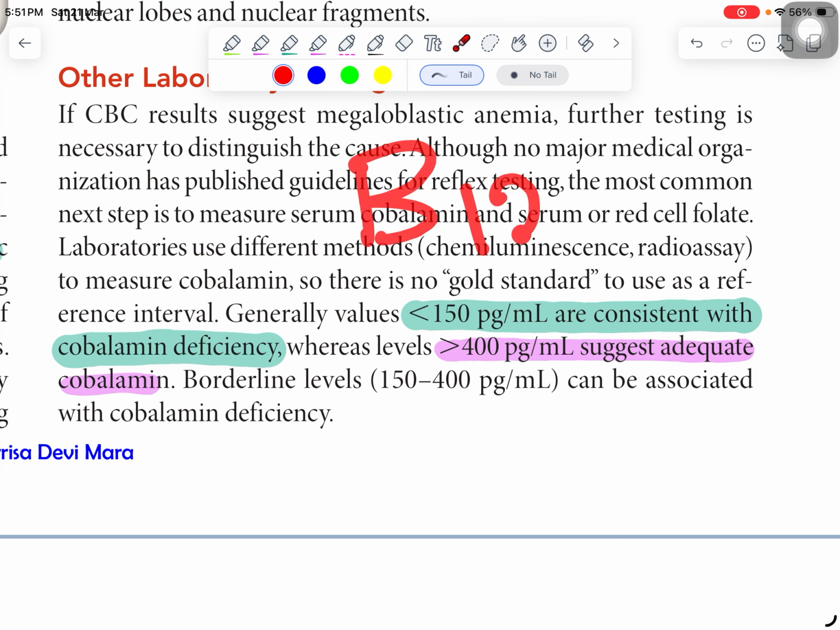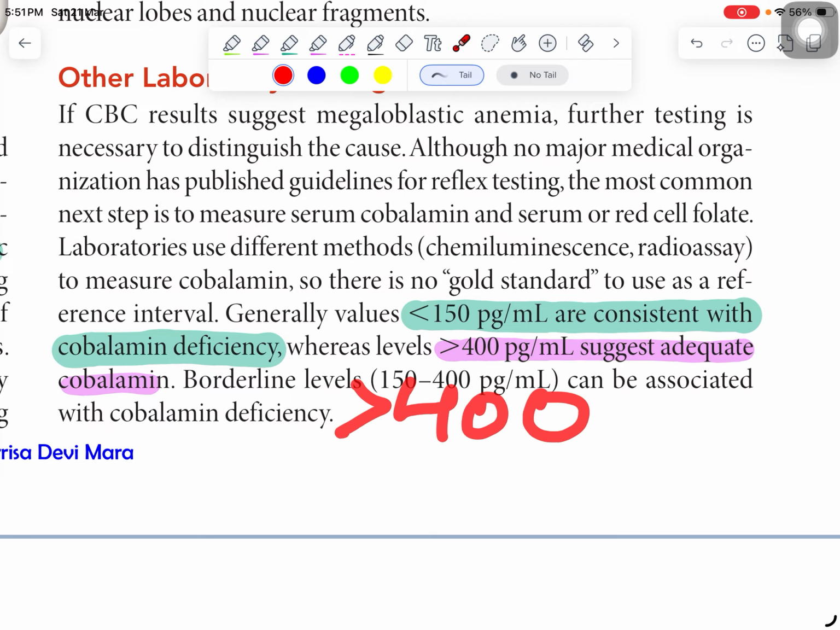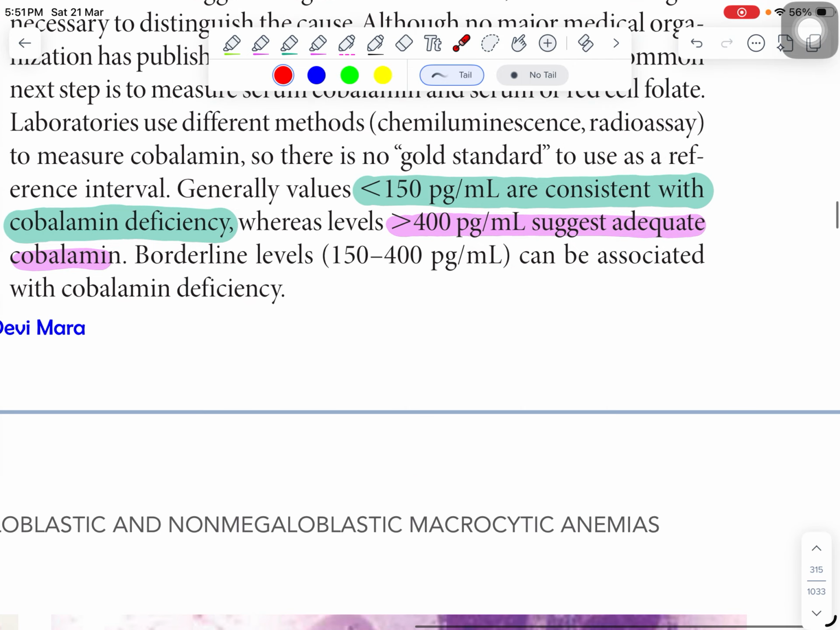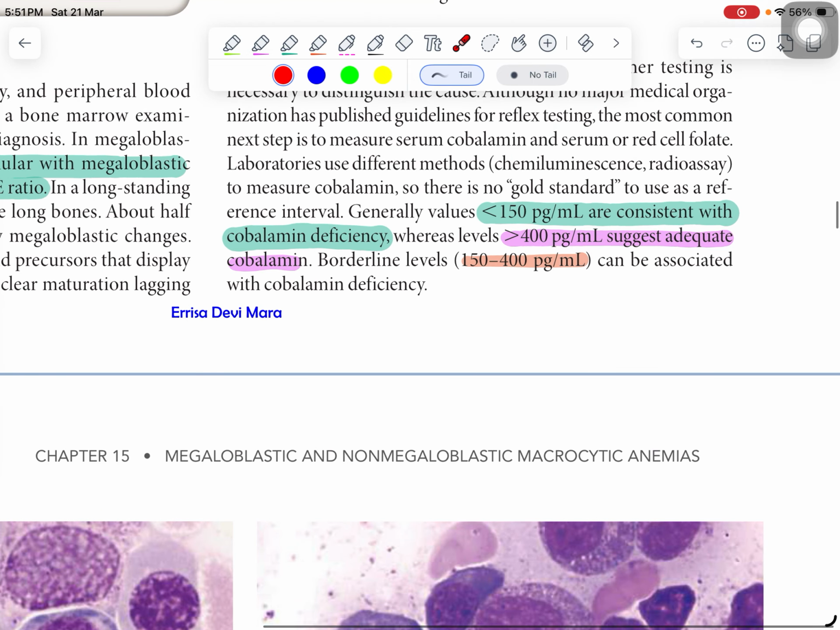B12 deficiency means less than 150. More than 400 is adequate. Borderline levels are 150 to 400, which can be associated with cobalamin deficiency.